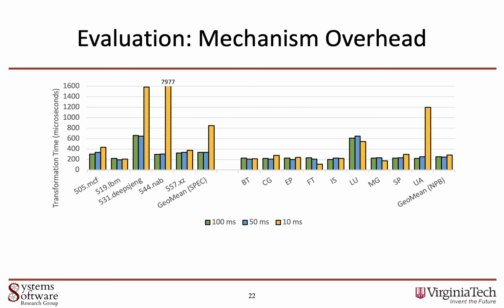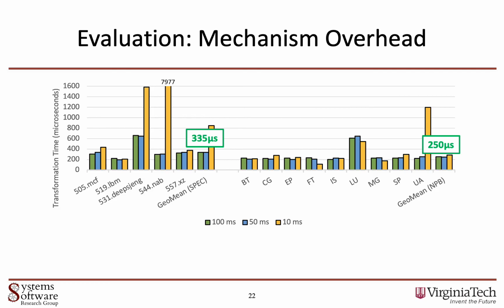Here, on the y-axis, we have the transformation time in microseconds of a single switch. This includes interrupting the target, reading its execution state, transforming it to the next randomization epoch, and then writing its execution state back into the target, and finally dropping code pages from the previous randomization. As can be seen here, Chameleon is able to complete this randomization epoch switch very quickly.